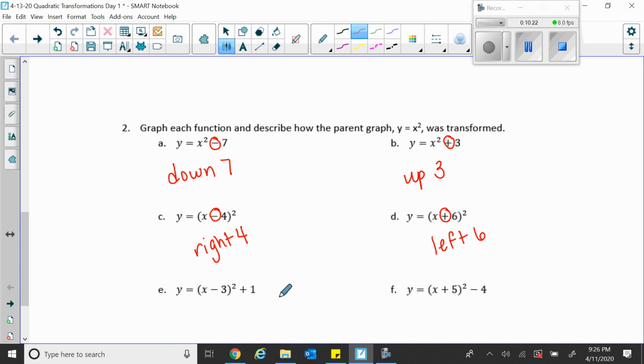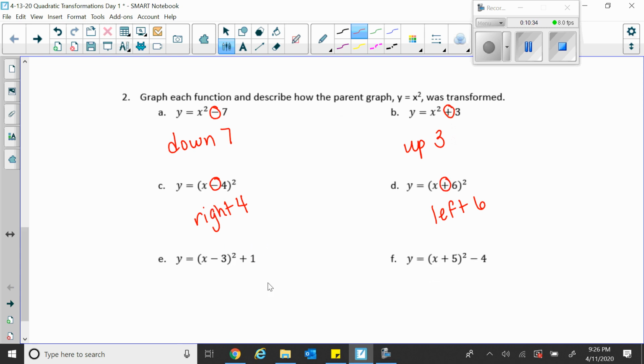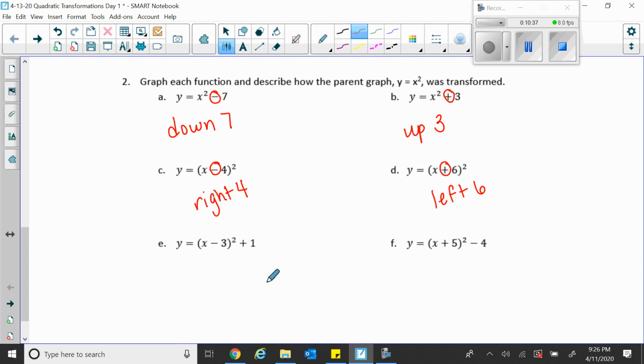So now on E and F, I combined adding things inside the parentheses and adding things on the outside of the parentheses. So I combined 2 steps in one. So on these, you're going to see 2 transformations happen. You're going to see it move left and right and up or down. Okay, so now let's graph these and see what happens.